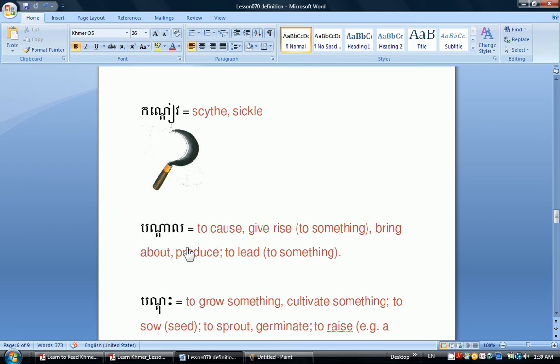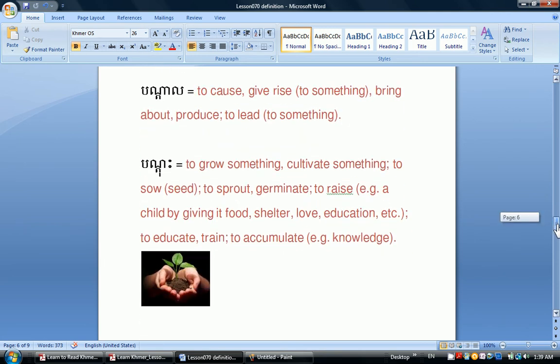Bandal means to cause, to give rise to something, to bring about, to produce, to lead to something. Bandok means to grow something, to cultivate something, to sow seed, to sprout, to germinate, to raise for example a child by giving it food, shelter, love, education, etc. To educate, to train, or to accumulate for example knowledge. Okay, so I include this picture.